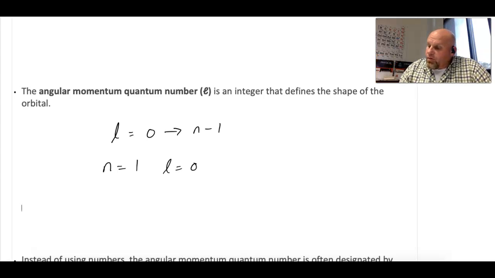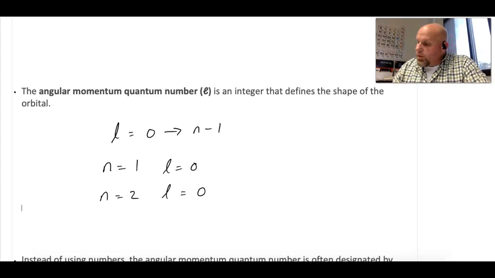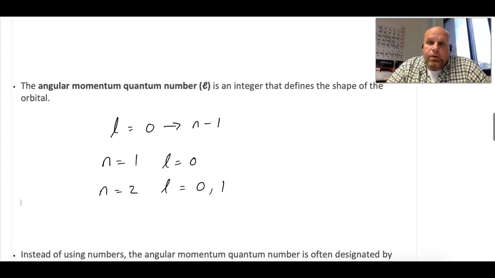If I move a little further away and go to the second energy level, now I still have 0 as always a possibility, so my L values can equal 0 up to n minus 1. So 2 minus 1 would be 1. So I have 2 possibilities for a momentum quantum number here, L, the angular momentum quantum number.